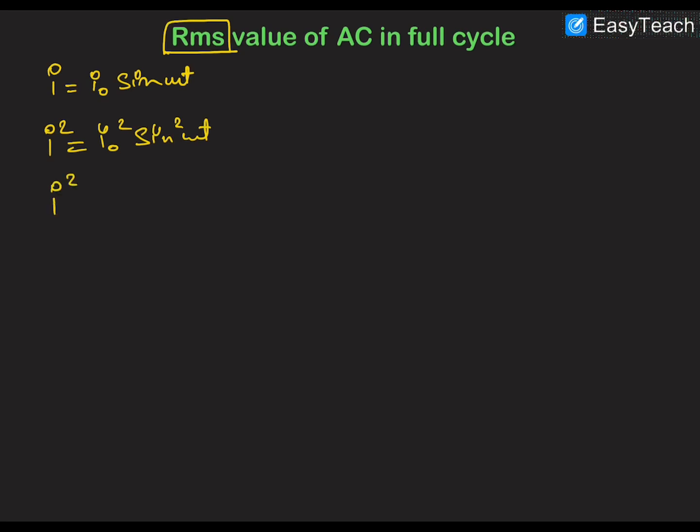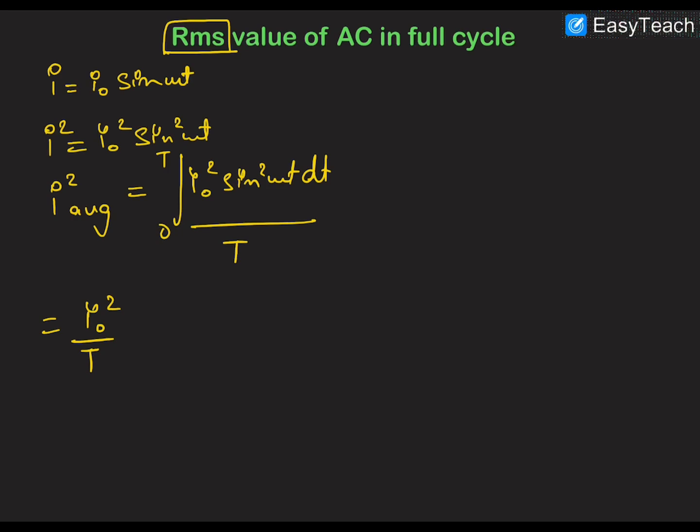So the mean value will be the average value, and the average value of I square will be I naught square sine square omega t dt, integrating from 0 to T, divided by the total cycle time T. So this is I naught square by T, and to integrate sine square omega t, we have to write it as (1 minus cos 2 omega t) dt by 2. The limit would be from 0 to T.